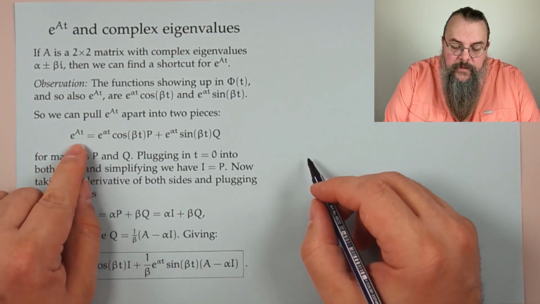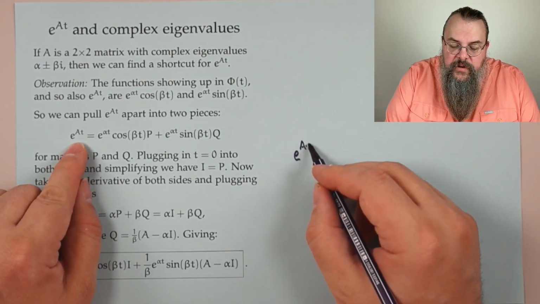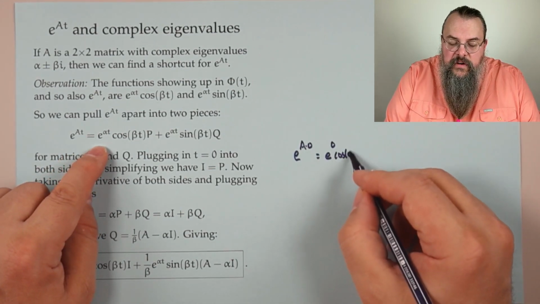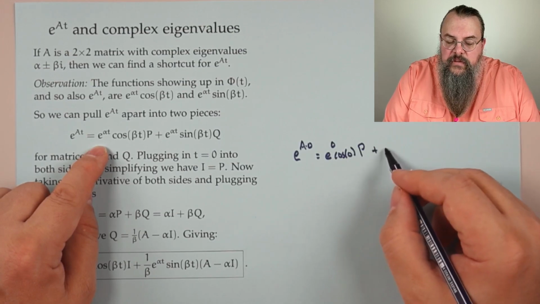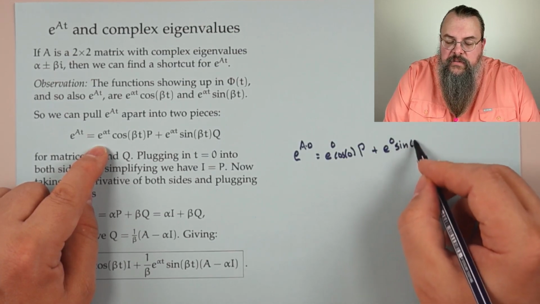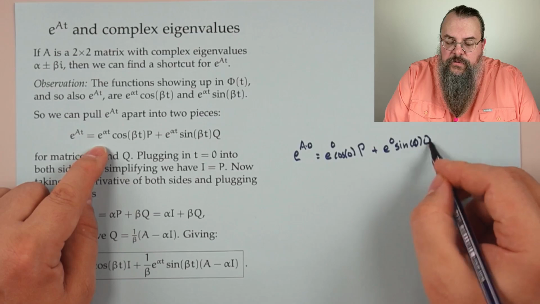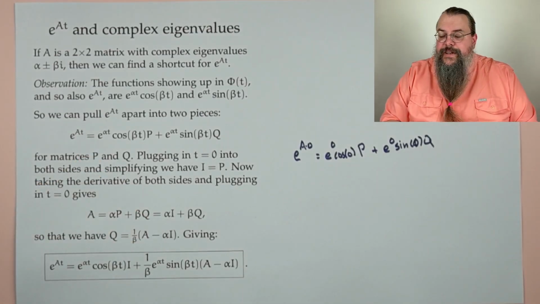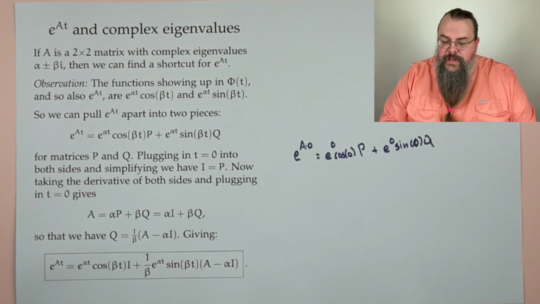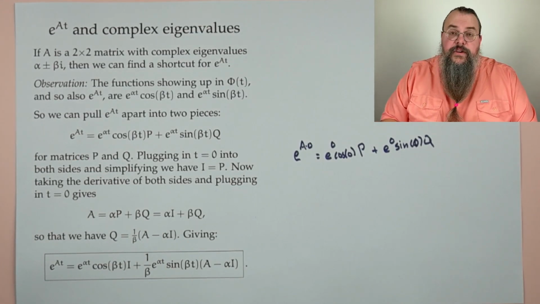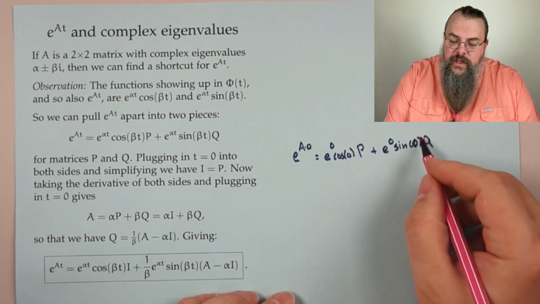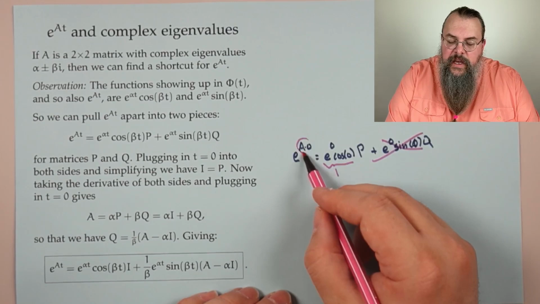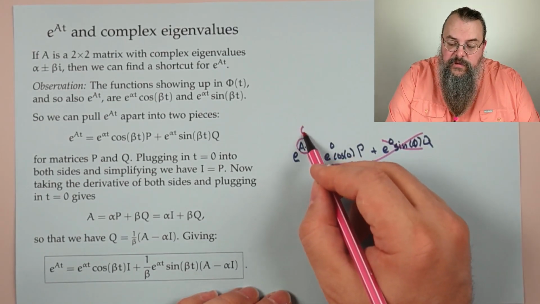We have e to the a times 0 would be e to the 0 cosine 0 p plus e to the 0 sine of 0 q. Now, sine of 0 is 0. Goes away. Cool. What else? Well, e to the 0 and cosine 0 are 1. Okay, so that's 1. Here, a times 0, this is the 0 matrix.